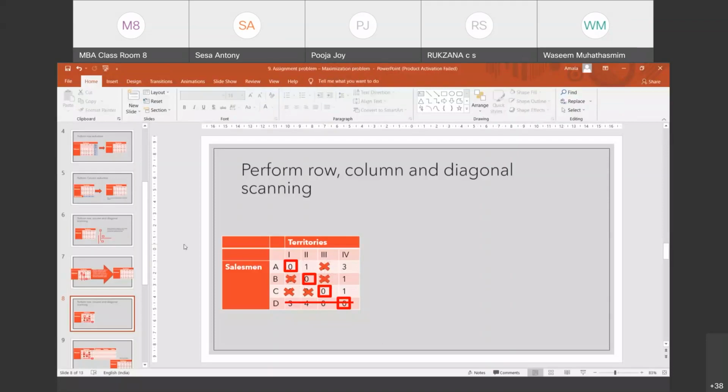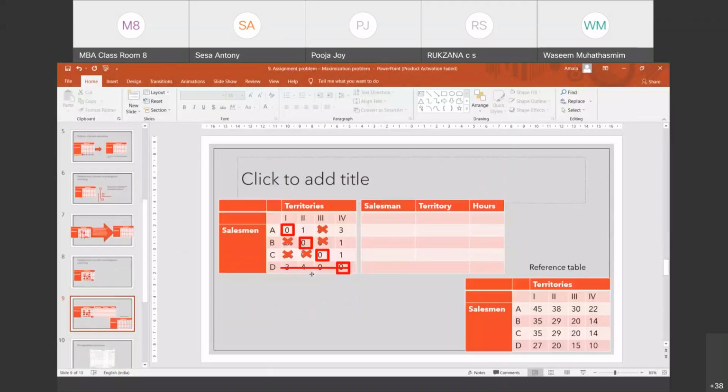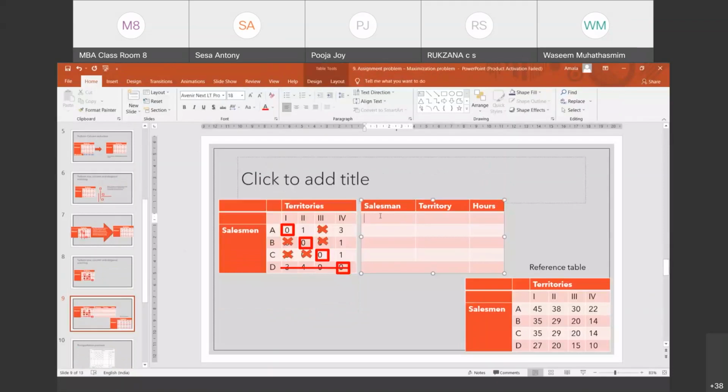Okay, so next slide, I have the same matrix that we got. Salesmen, how many salesmen are there? 4 salesmen. A, B, C, and D. Okay, tell me the territory values corresponding to A. Which territory does he have to go to? He has to go to territory 1. Okay, B has to go to territory 2. Wherever that square is, you tell me those values. C has to go to territory 3, and D has to go to territory 4.